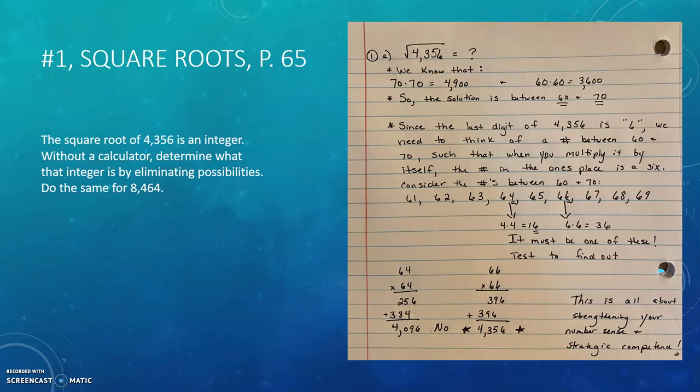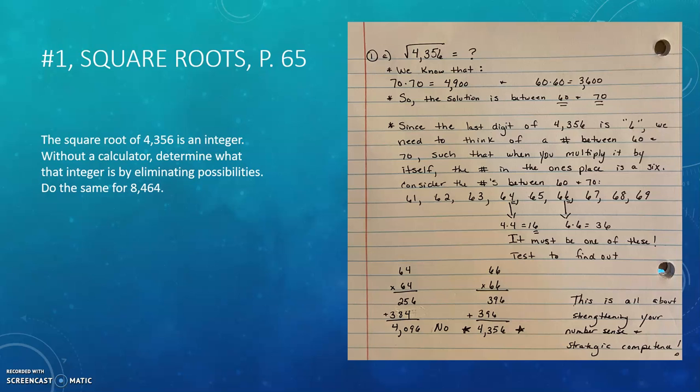If you think in terms of 60 and 70, 60 squared is 3,600, and 70 squared is 4,900. So it has to lie somewhere between those two numbers. And quite frankly, it's pretty well near the middle. That gives us some information to help us determine exactly where it's going to lie between those.